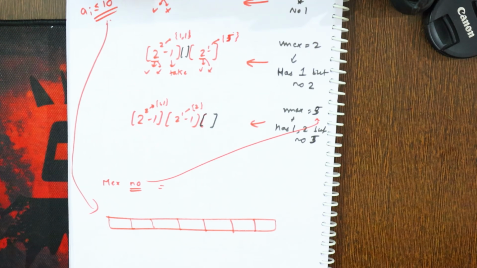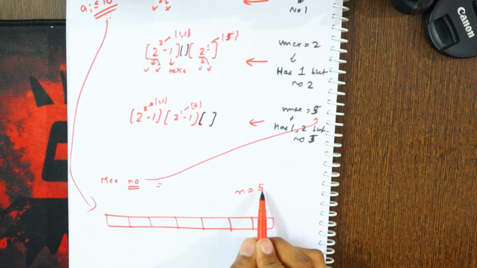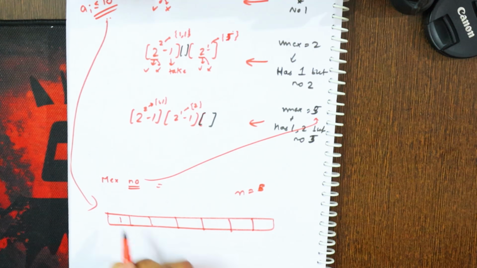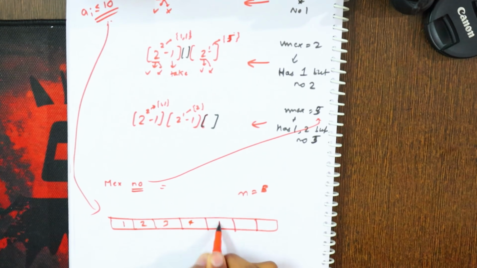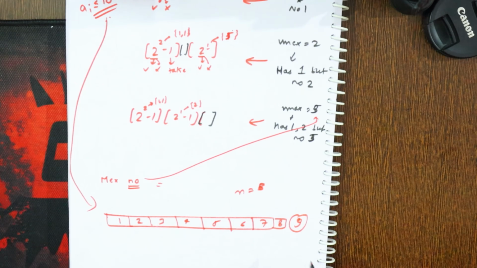Okay. Let's suppose n equal to 8. If every element is not the same, so 1, 2, 3, 4, 5, 6, 7, 8, then at max the MEX value can be 9. Understanding? Now if you say, Aryan, what if the elements are the same?